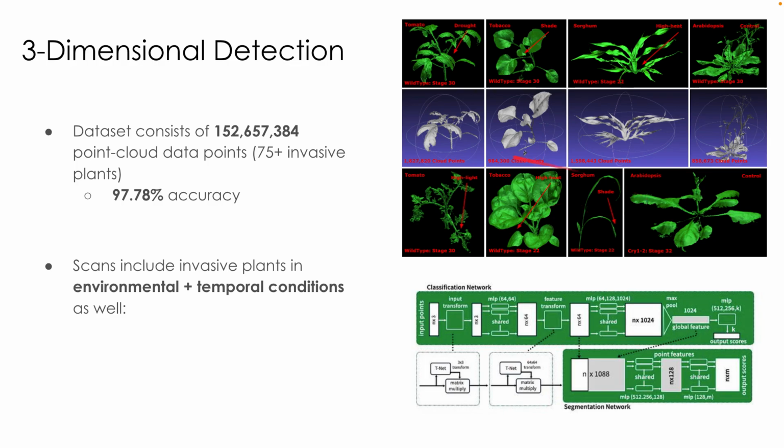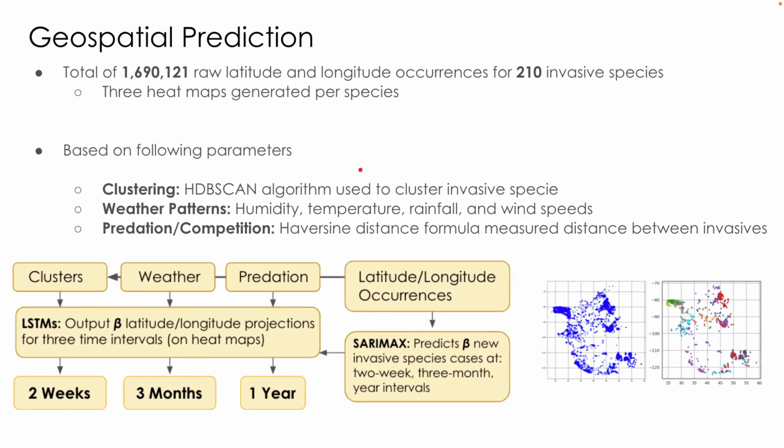And so these scans are also based on the temporal growth stages. So for example, some scans are of invasive species in the seedling stage, and some scans are of fully grown invasive species. So this dataset had over 152 million cloud points, and I achieved 97.78% accuracy with the PointNet 3D model.